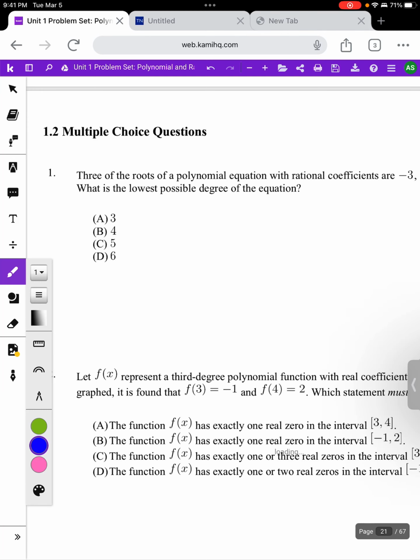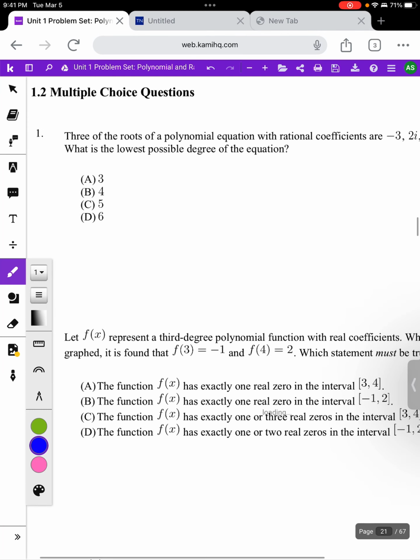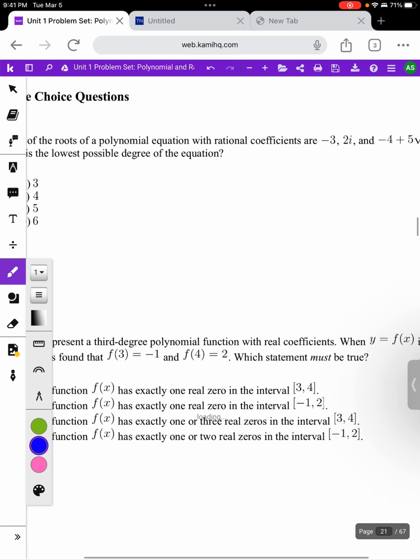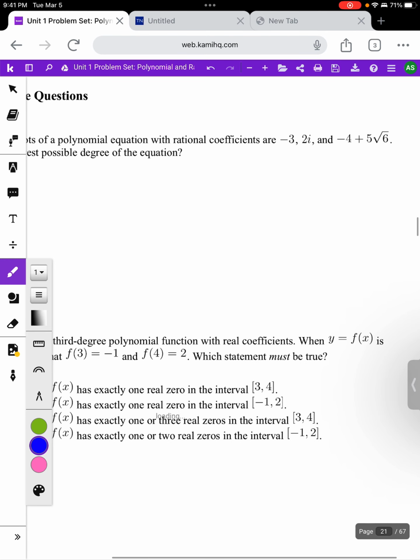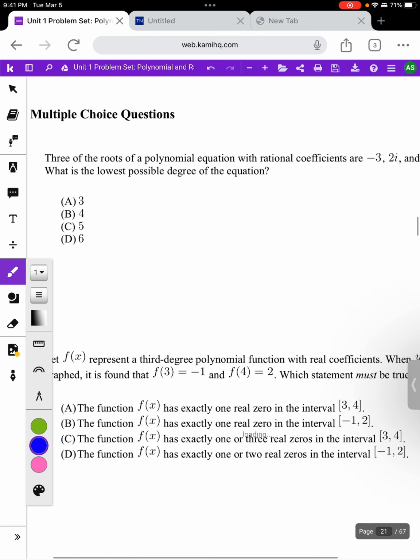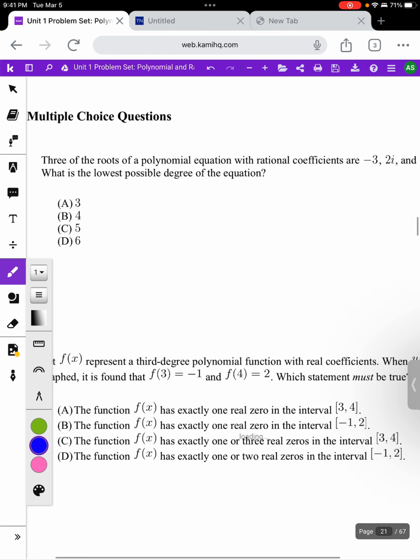All right, 1.2 multiple choice. Three of the roots of a polynomial equation of a rational function have rational coefficients: -3, 2i, and 4 plus 5 root 6. What is the lowest possible degree of the equation?